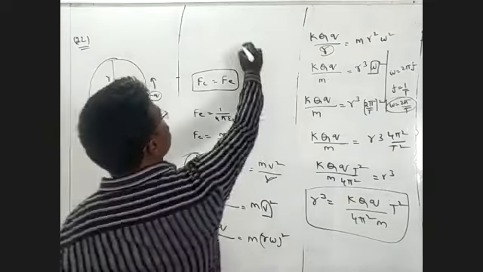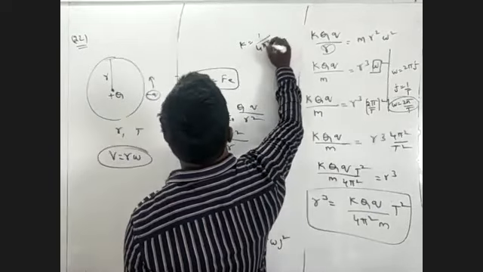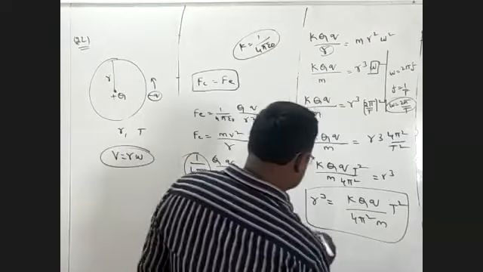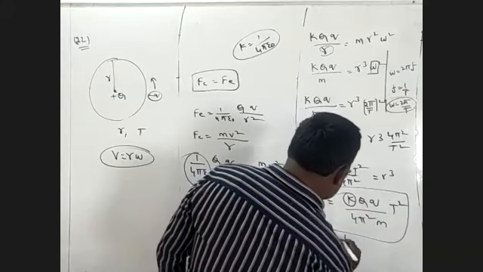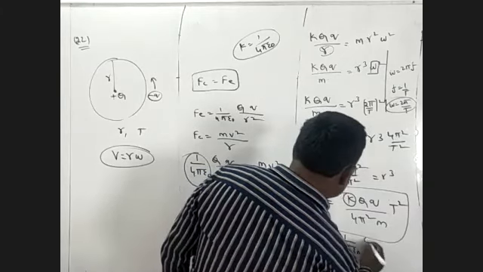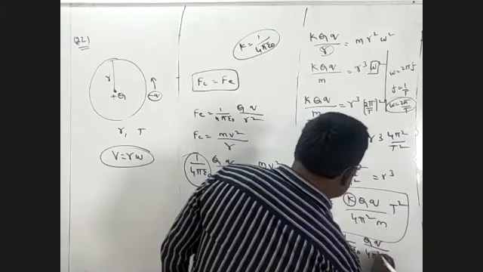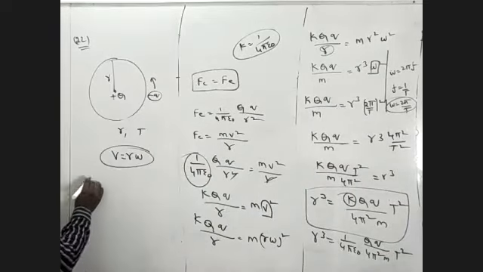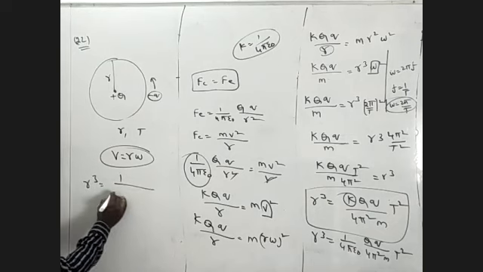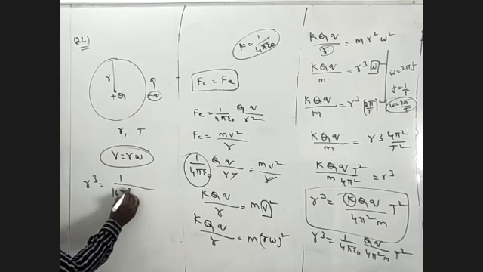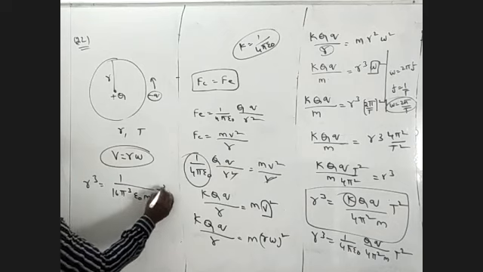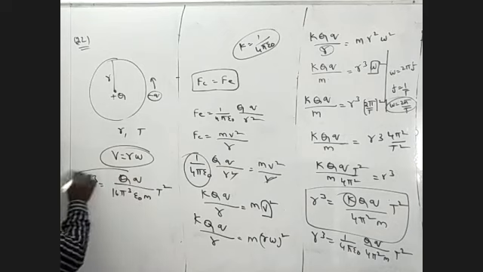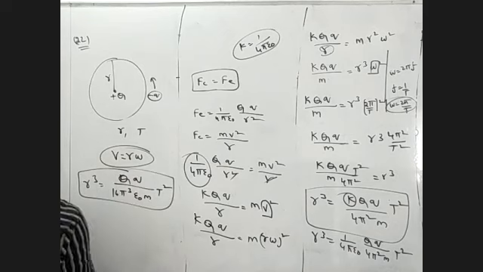Now k means 1 by 4 pi epsilon naught. So r cube is equal to 1 by 4 pi epsilon naught times capital Q small q T square by 4 pi square m, which gives r cube equal to capital Q small q T square by 16 pi cube epsilon naught m. That is your answer.